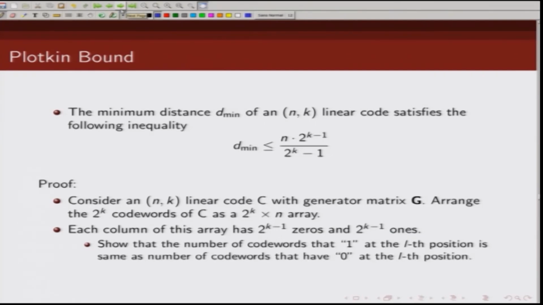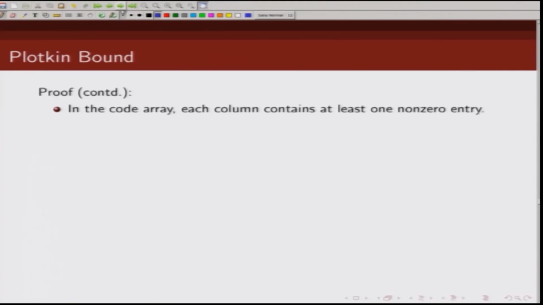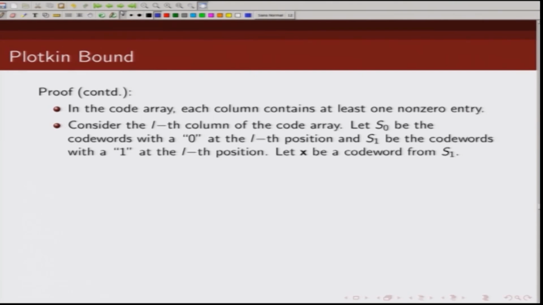So, how do we show there are an equal number of zeros and ones? We show it by showing that the number of code words that have 1 at the ith position is the same as the number of code words that have 0 at the ith position. And in this way we will show that there are equal numbers of zeros and ones in this array. So, we have a code array where there is at least one non-zero element.